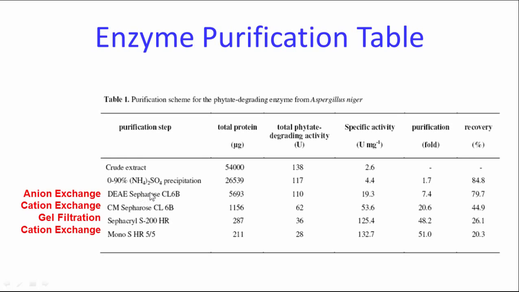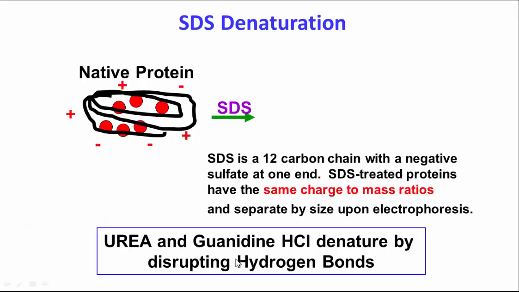Then they did a DEAE cellulose, then a CM cellulose. This is a cation exchange technique, and so they wound up with a little better purity. Then they used Sephacryl S200 high resolution, that's gel filtration. That worked well. And then Mono S has a sulfate. It's very negatively charged, and so that worked well as well as a cation exchanger. And then you got a final pure protein.